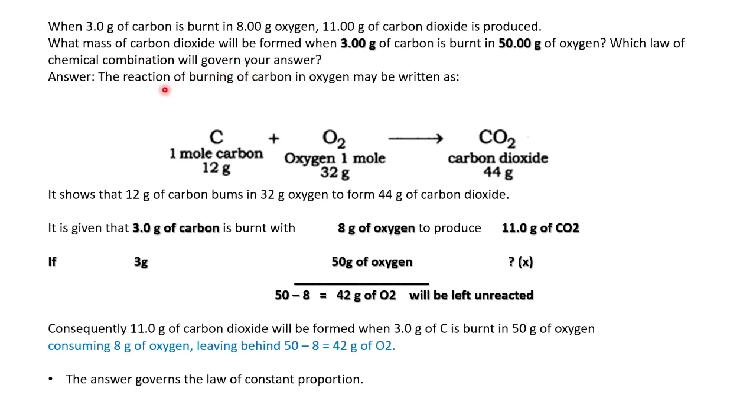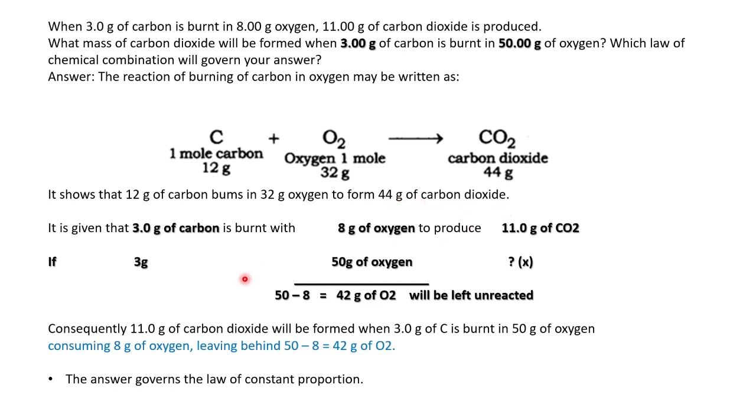The reaction of burning of carbon in oxygen we will write in equation format. So carbon plus oxygen gives carbon dioxide. If we consider the atomic masses, 1 mole of carbon is 12 grams. Here oxygen is 16 into 2, isn't it? 32 grams. So we get 44 grams of carbon dioxide. It shows 12 grams of carbon burns in 32 grams of oxygen and forms 44 grams of carbon dioxide.